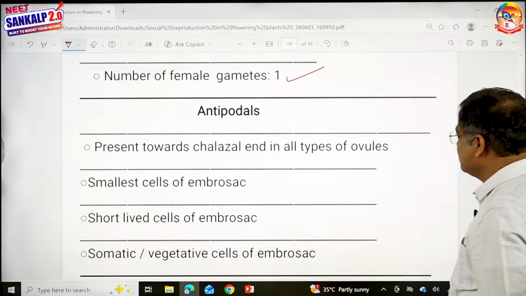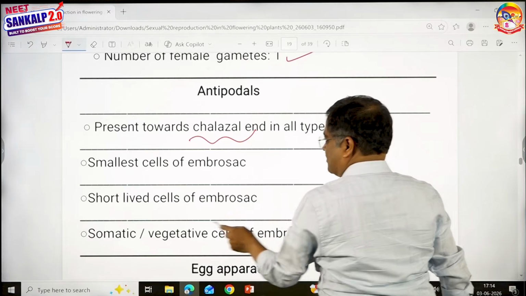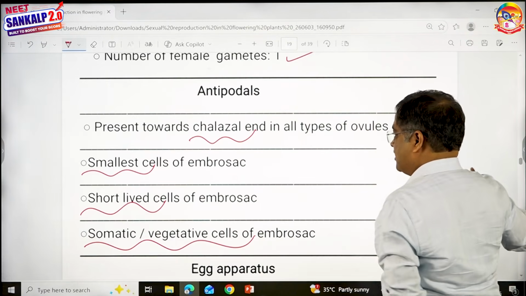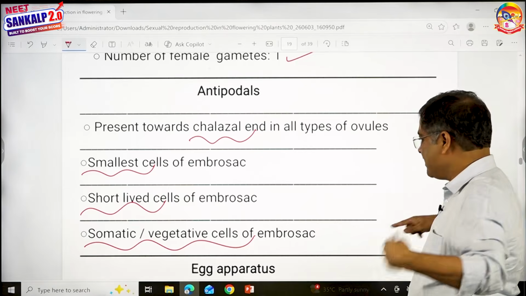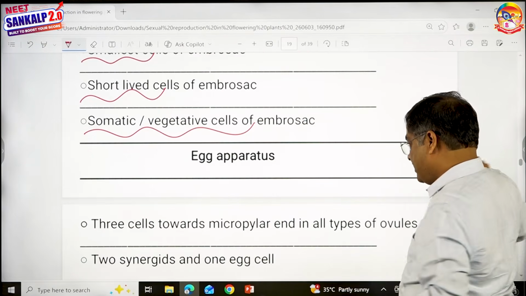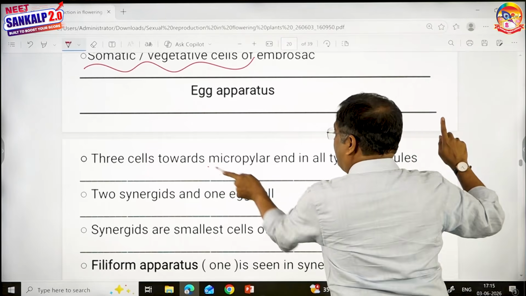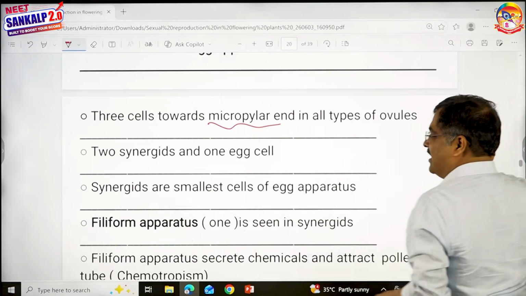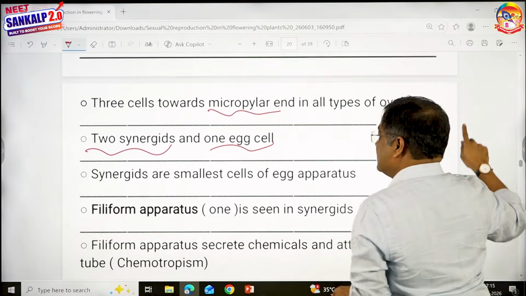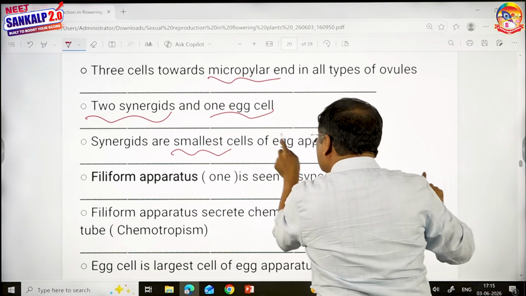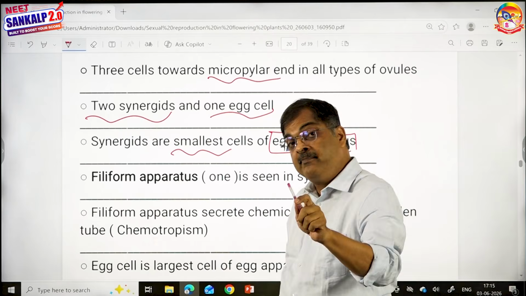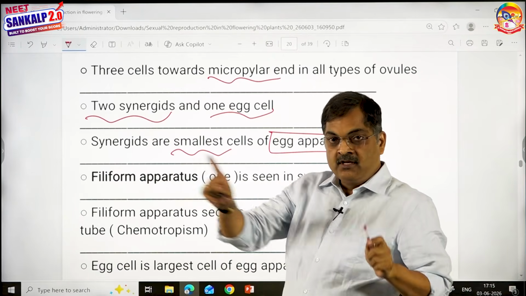Antipodals, already I told you, are present toward the chalazal end, very important. Smallest cells, short-lived cells, somatic or vegetative cells. They may degenerate either before or after fertilization. Egg apparatus, mind you, egg apparatus: 3 cells towards the micropylar end or anterior end. It contains 2 synergids and 1 egg cell. Synergids are the smallest cells of the egg apparatus. Be careful. Smallest cell of embryo sac means antipodals.